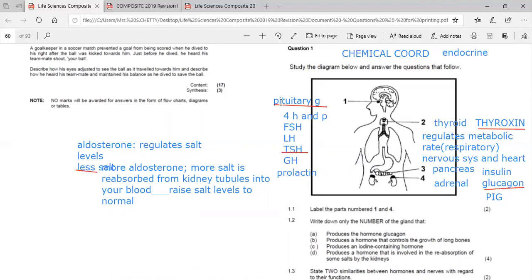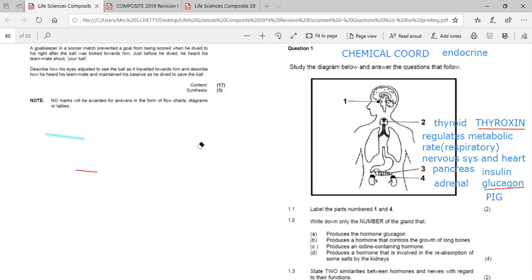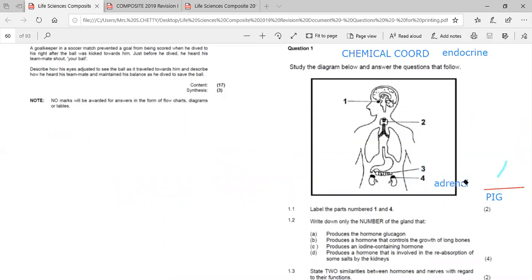So we did the negative feedback mechanism between TSH and thyroxine. We did it regarding your glucose levels. We did it regarding your salt levels. And there is one more you have to know with your negative feedback mechanisms to complete this section on homeostasis and hormones. Notice it wasn't too difficult, was it?